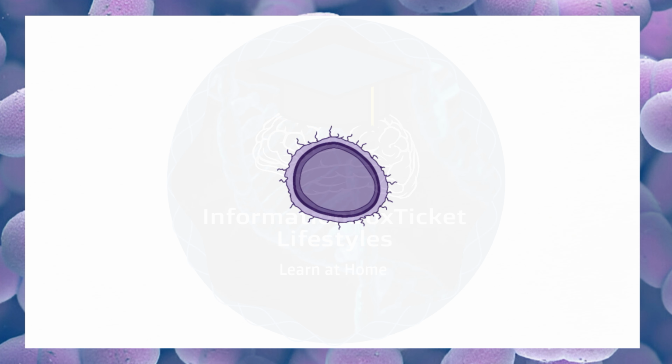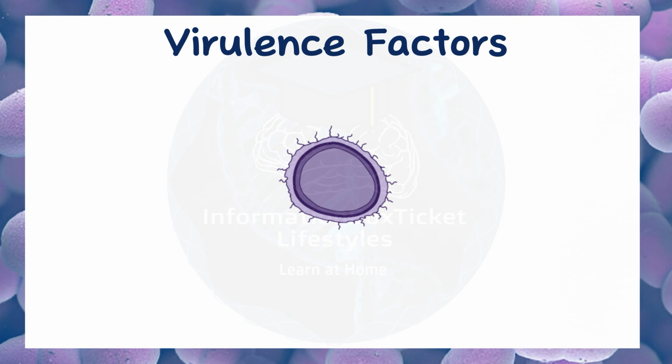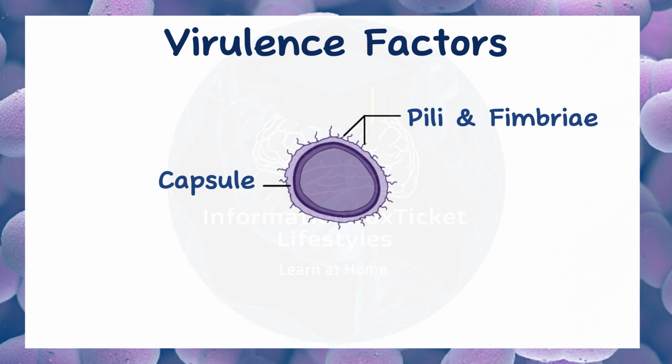Strep pneumoniae has several virulence factors, akin to assault weaponry, that help it attack and destroy host cells and evade the immune system. Firstly, Strep pneumoniae is encapsulated, meaning it is covered by a polysaccharide layer called a capsule. This capsule features pili and fimbriae, which are hair-like extensions that aid in attaching to host cells.